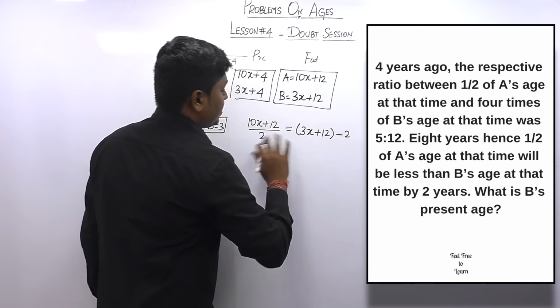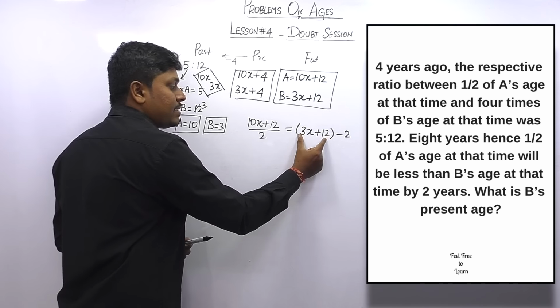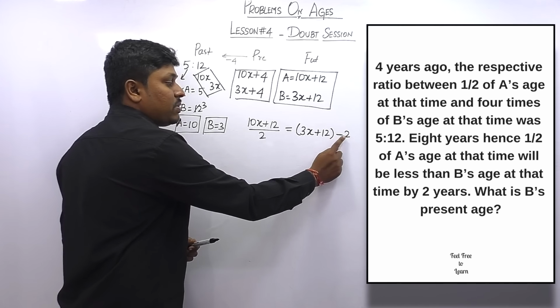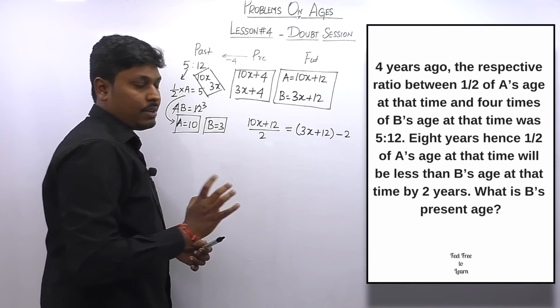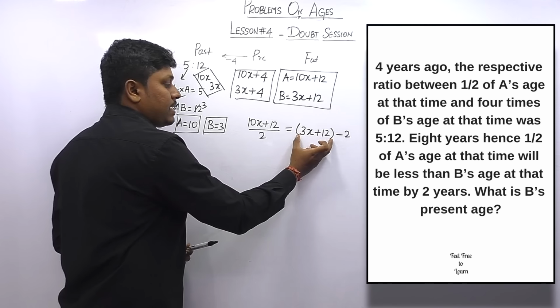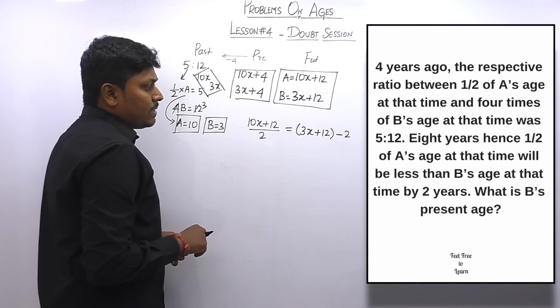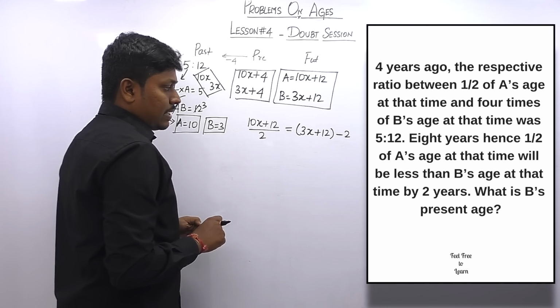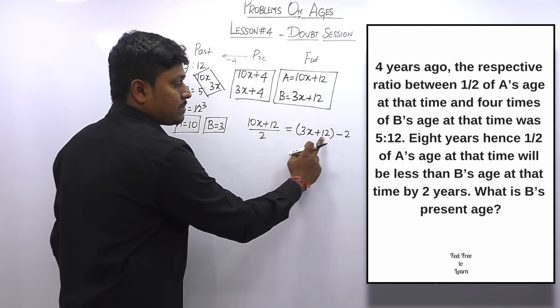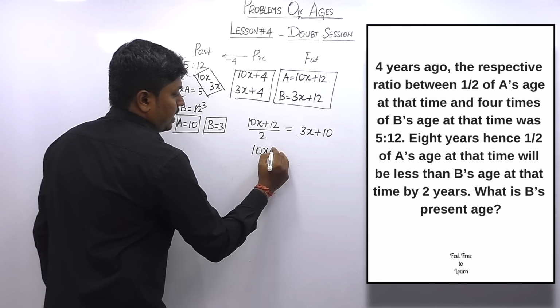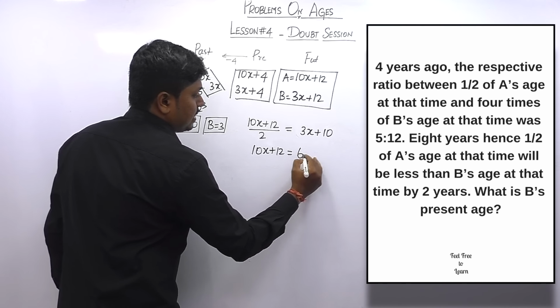Once you write this equation correctly, then the entire equation is easy. So 1 by 2 of A's age is equal to B's age less than 2 years, so we are subtracting 2 years. So I think we need to solve this. Actually, 3x plus 12 minus 2 will be 3x plus 10. So we can write this as 3x plus 10. So 10x plus 12 is equal to 6x plus 20.